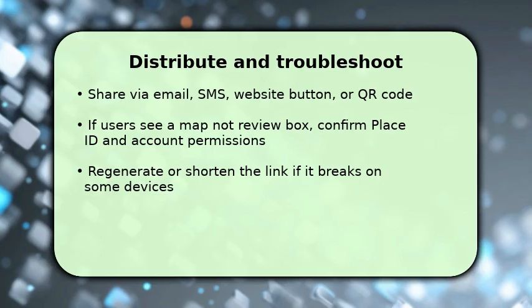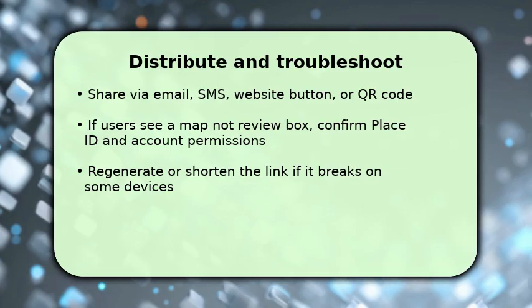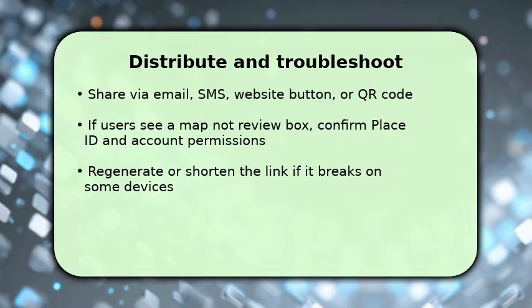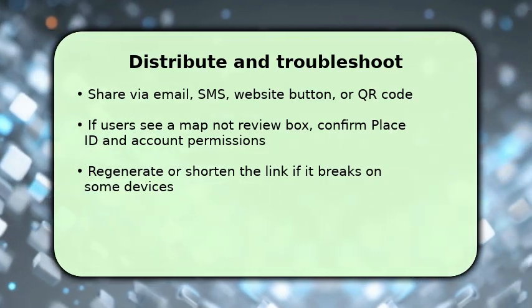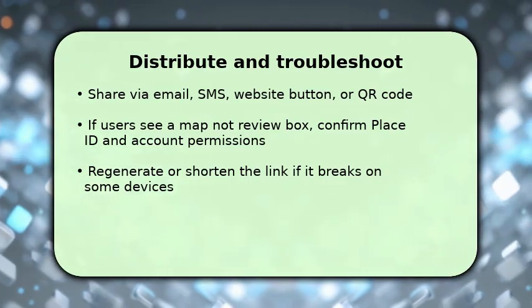If people report seeing the map instead of the review dialog, make sure the place ID was correct and the business listing is fully public. Sometimes account permissions block the review intent. If issues persist, regenerate the link or use a URL shortener and retest across devices before wide release.